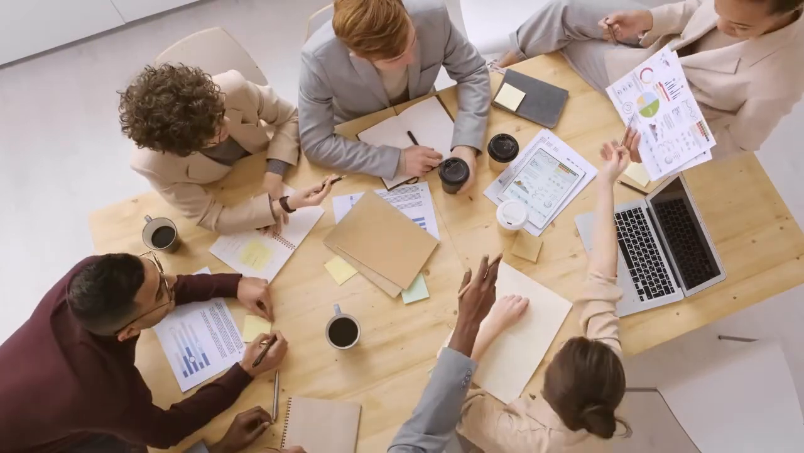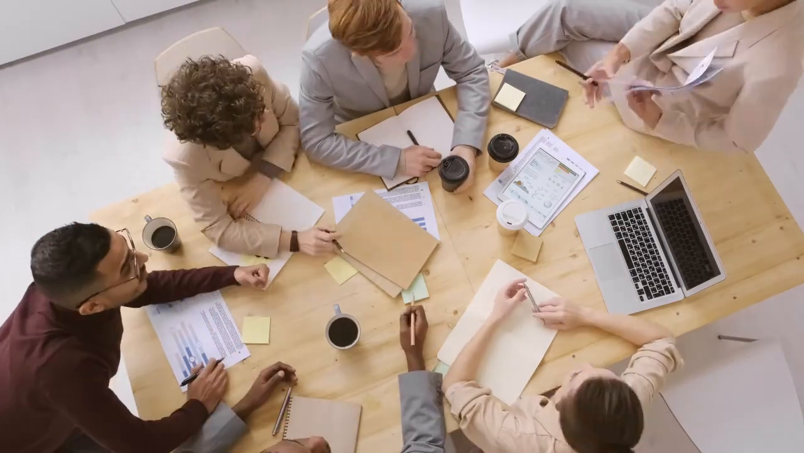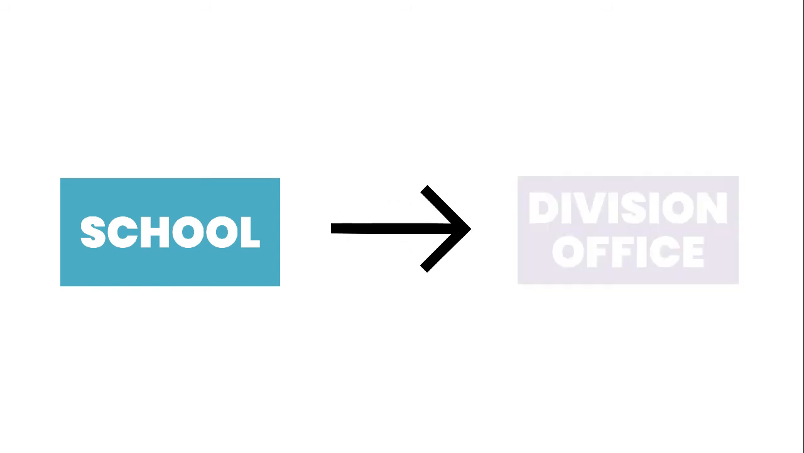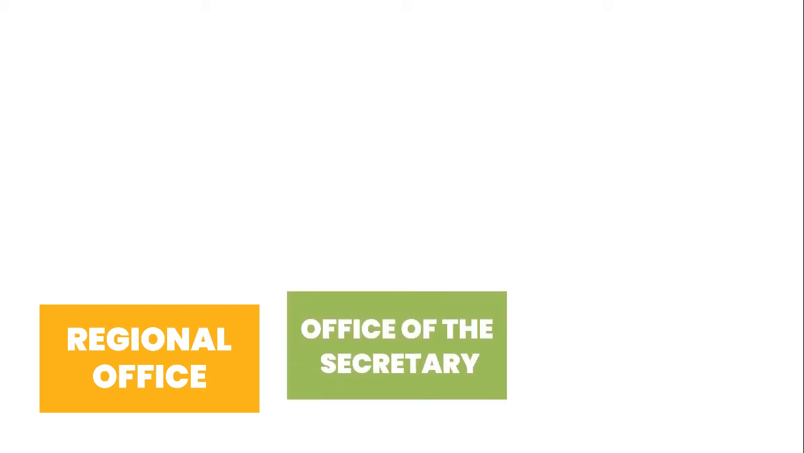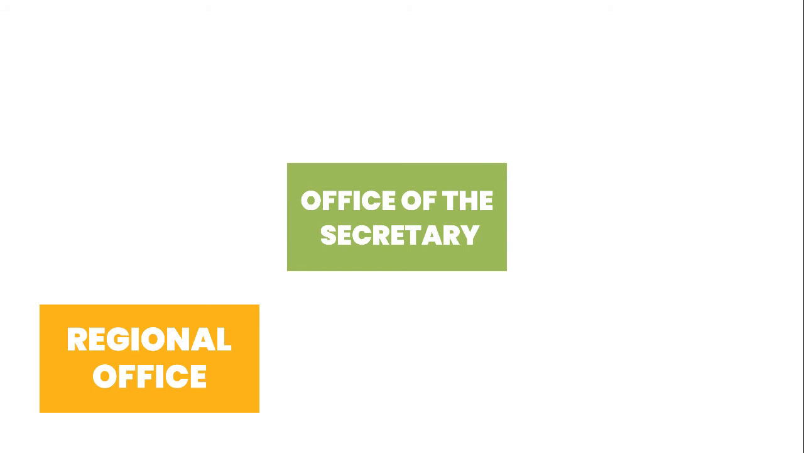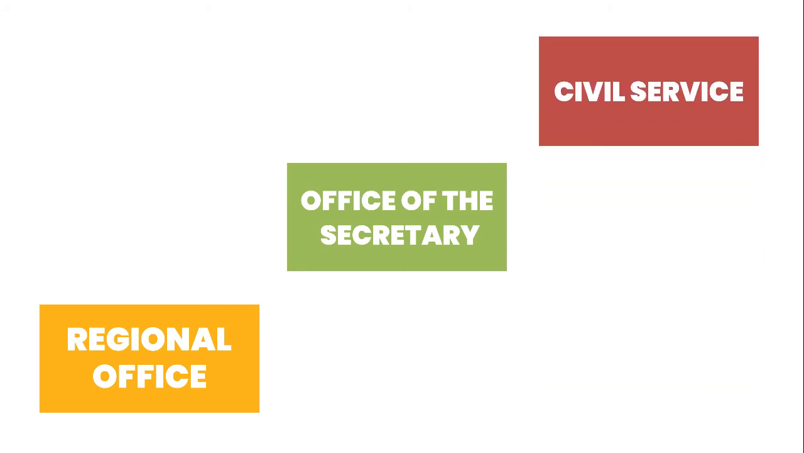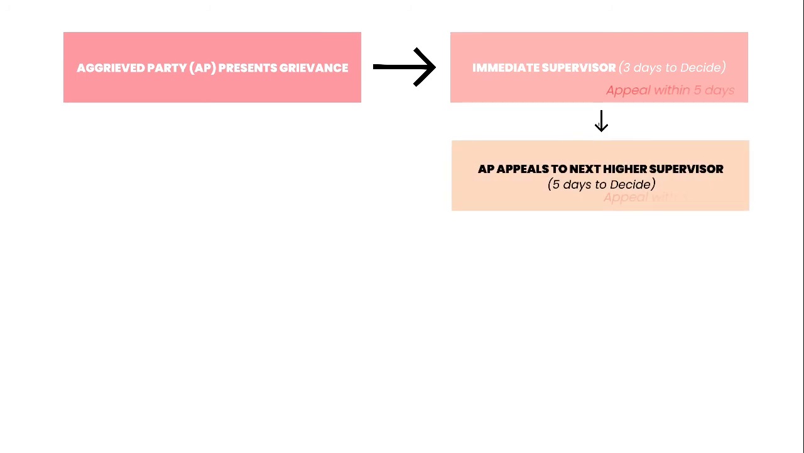For instance, if the lower Grievance Committee is the school grievance committee who decided the case, the same may be appealed to the Division Grievance Committee. On the other hand, if the decision came from the Regional Grievance Committee, the same may be appealed to the Office of the Secretary, then to the Civil Service. The appeal before the Civil Service will be considered as the final appeal. To summarize this procedure, let me show you this summarized flow chart.